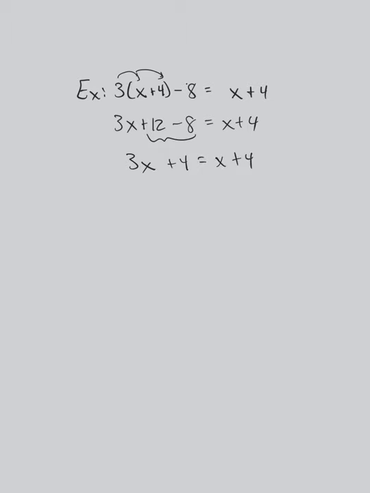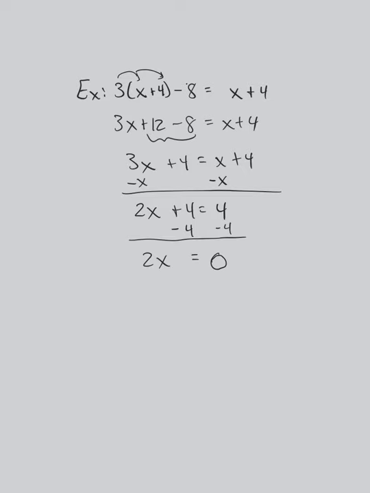I want to start moving my variables over to the left, so I'm going to subtract x from both sides, and so I have 3x minus x is 2x plus 4 equals 4. Now I need to move my numbers over to the right, so I need to subtract 4 on both sides. And so I have 2x is equal to, and what is 4 minus 4? That's 0.